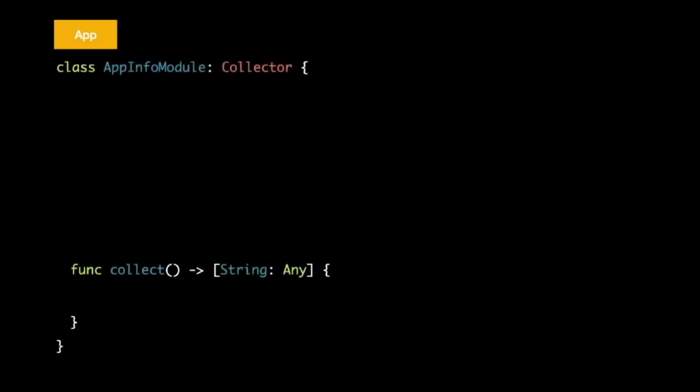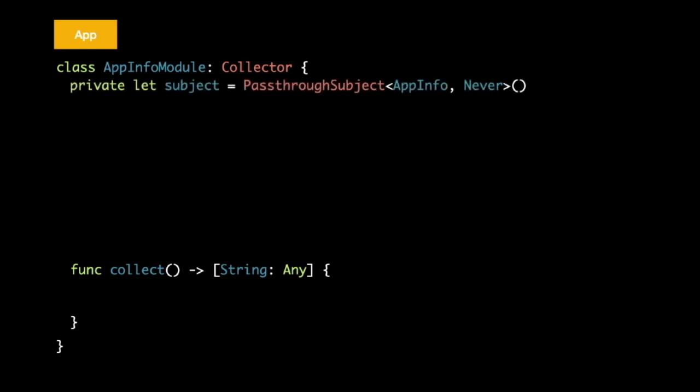First up is the app info module. It conforms to collector just like before, but we're going to change the collector protocol in a little bit. First, we declare a private pass-through subject that publishes an app info model. If you remember, this app info is the type of model that we use just in this module. We declare this subject private because we don't want to expose the implementation details to the other modules, as well as the outside world. We may want to change this in the future.